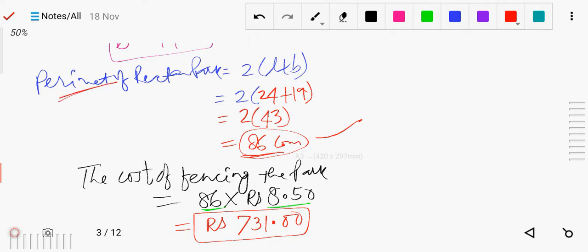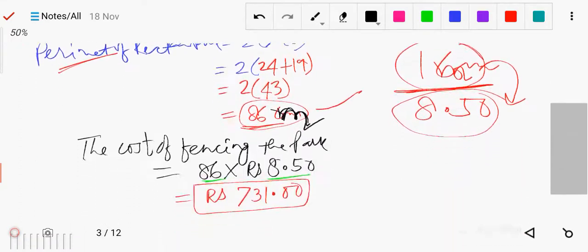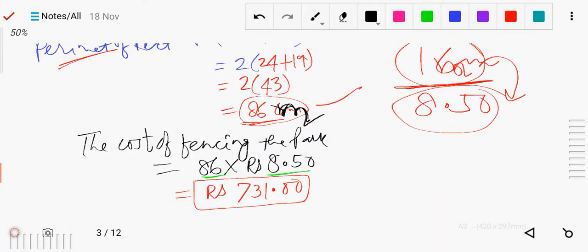Then it is given that for 1 meter of fencing, you have to pay 8.50. This is for 1 meter. Sorry, this is all given in meter, not centimeter. So it is 86 meter. Now for 1 meter you have to pay 8.50, so likewise for 86 meters, you multiply 86 into 8.50, and you will get the answer.